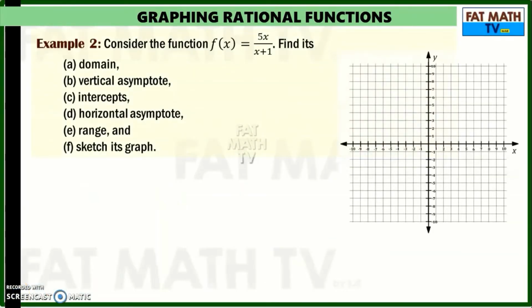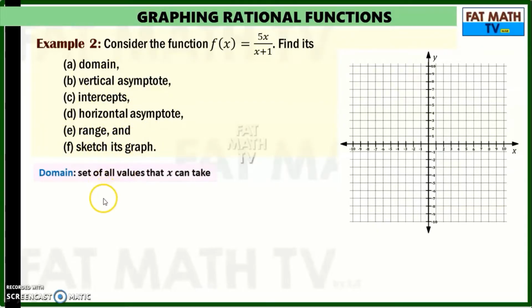Let us have our second example. Consider the function f of x equals 5x over x plus 1. Find its domain, vertical asymptote, intercepts, horizontal asymptote, range, and sketch its graph.